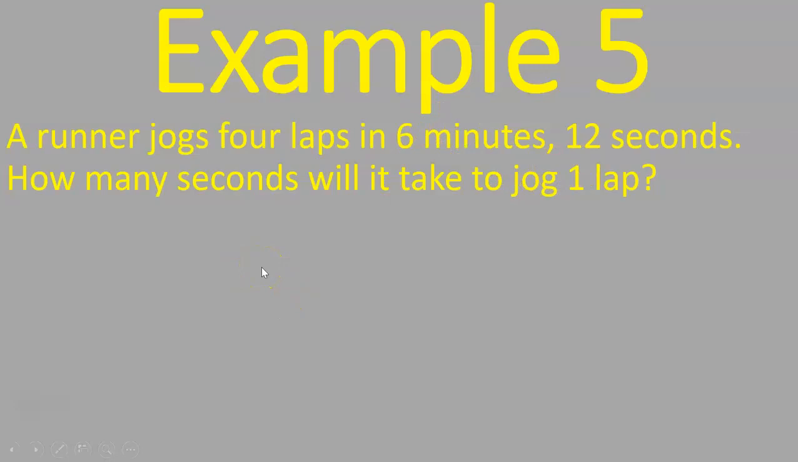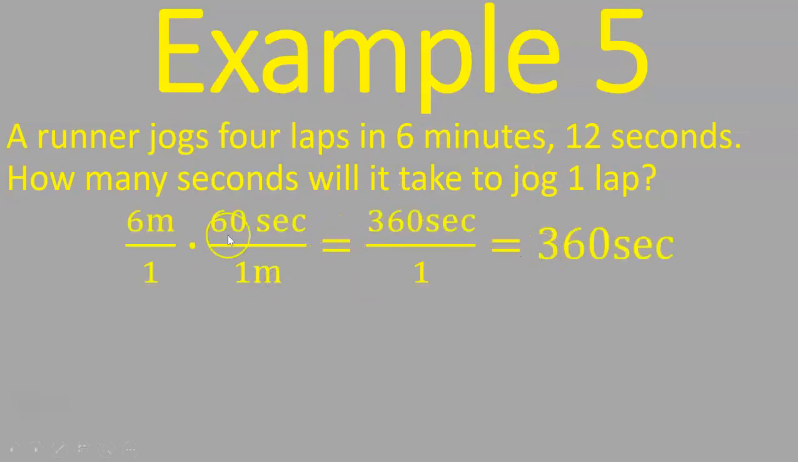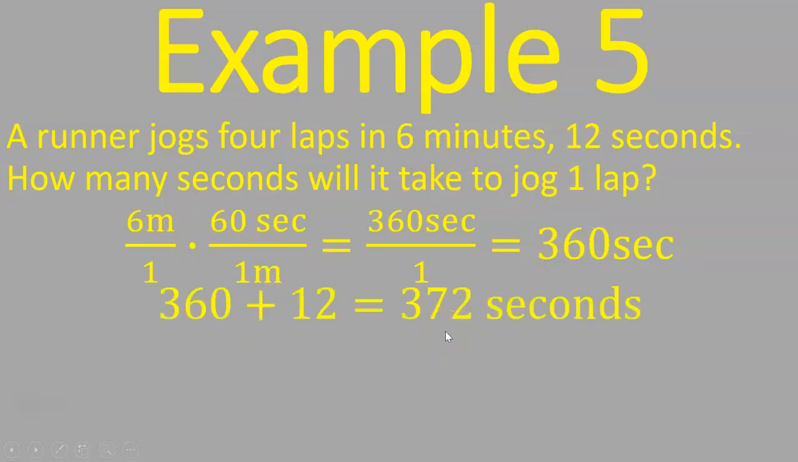So not only do we have to do a conversion, we also have to go from 4 laps to 1 lap. So again, we have 6 minutes. That's 360 seconds. Most people are going to know that without having to write these fractions down. But again, I just do it for consistency and for structure to show that you could use dimensional analysis. So 6 minutes is 360 seconds, but I also have these extra 12 seconds, so it's 372 seconds. So 372 seconds were used for 4 laps. So how many seconds will it take to jog 1 lap?